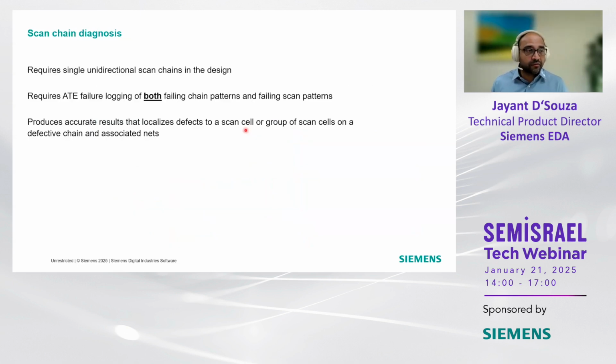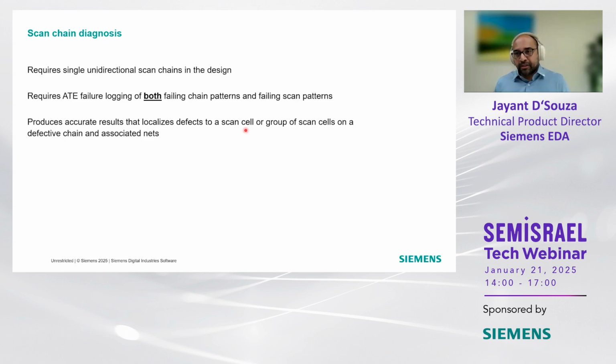Scan chain diagnosis itself requires unidirectional scan chains in the design. It requires ATE failure logging of both failing chain patterns and failing scan patterns. And it's been used for a number of years to produce accurate results that localize the defects to either a scan cell or a group of scan cells on a defective chain and its associated nets.